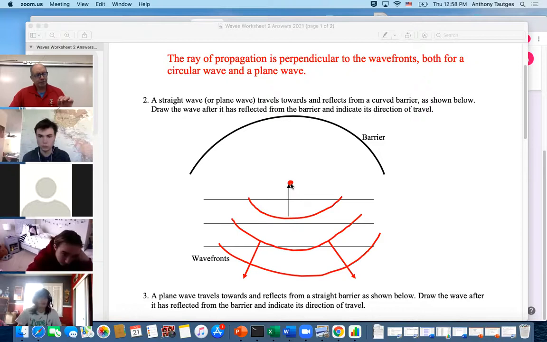Now, if instead I put a source of waves at the focus, for example a light bulb, and I reflect them off a curved mirror, the light waves, which will go out as circular wavefronts, will strike the barrier and actually reflect as a straight wave. They will reflect as a plane wave. What that means is all the rays of propagation after reflecting will all point in the same direction. And that's a flashlight.